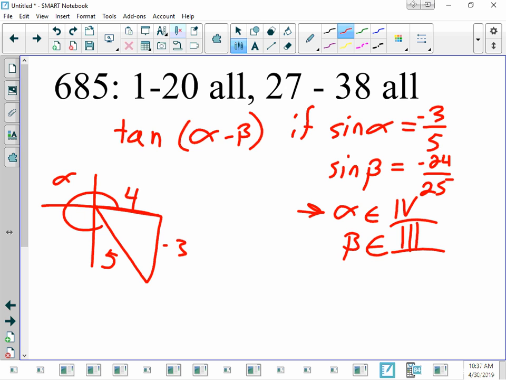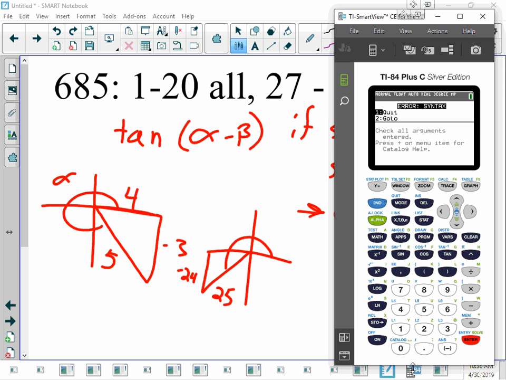Now the other angle is in quadrant 3, and it's negative 24 and 25. So if I wanted the other side, 25 squared minus 24 squared, and then I need to take the square root. This is just the Pythagorean theorem. The answer, 7.